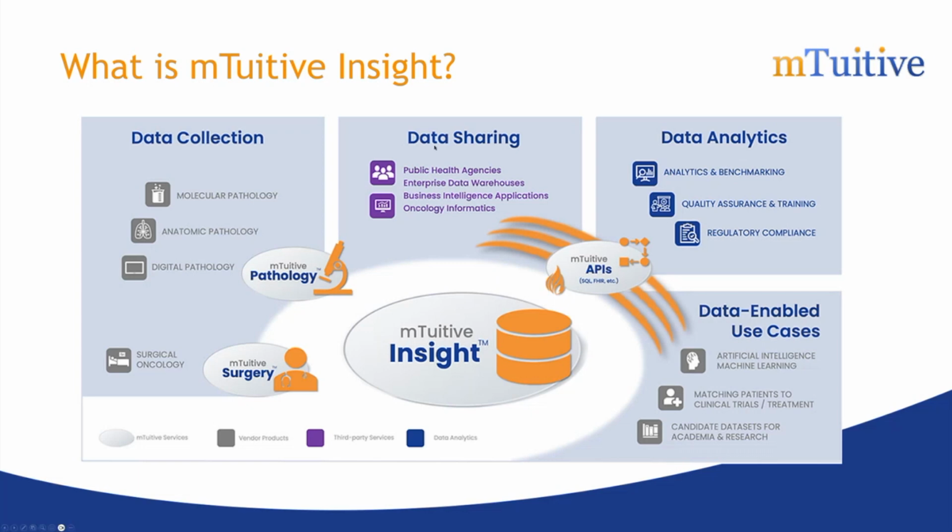And then the other three boxes that we're looking at are what we're going to do with the data. So we may be sharing that data through our standard APIs, our SQL, FHIR, and HL7 APIs that we've developed to share data with public health agencies or your own data warehouses or business intelligence applications. There's lots of places, lots of targets for this data that we can share the information.